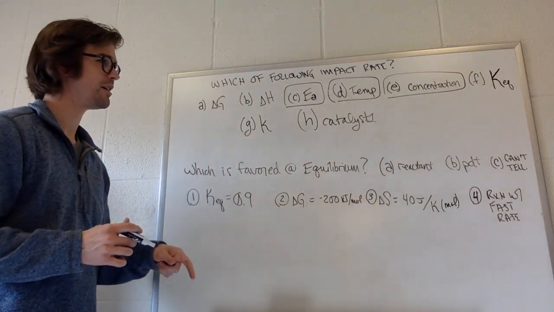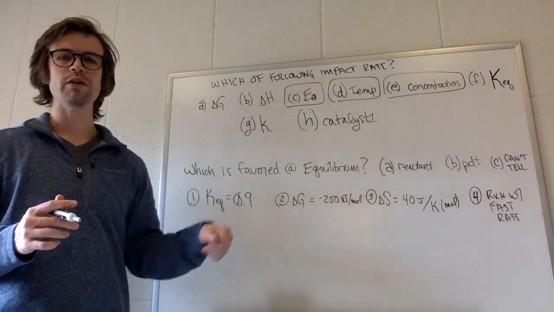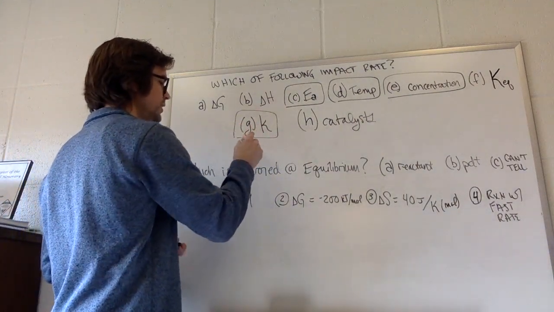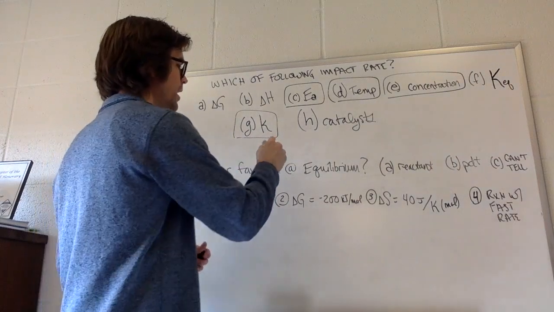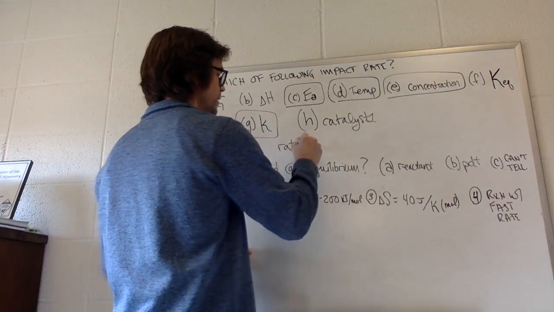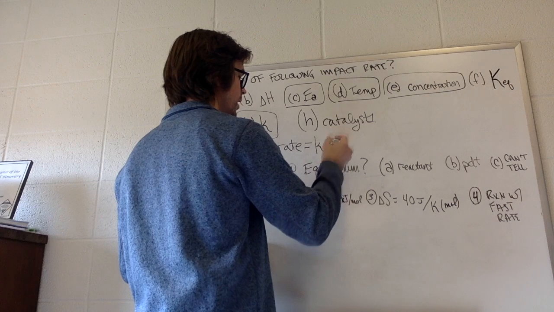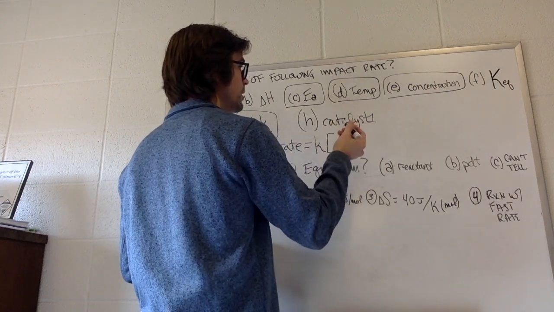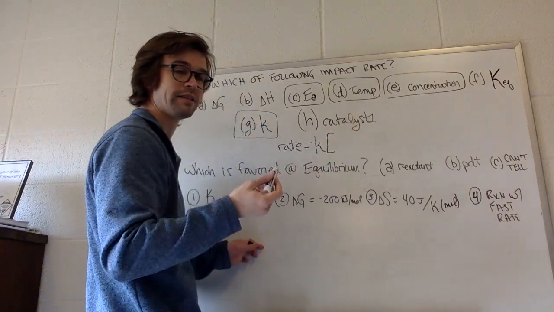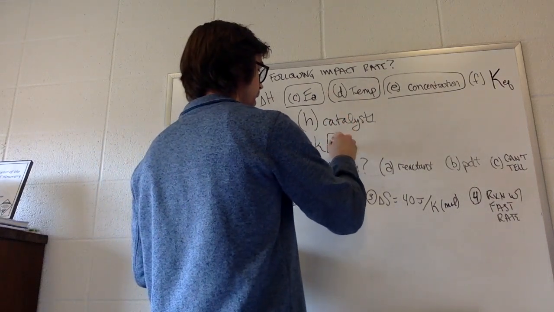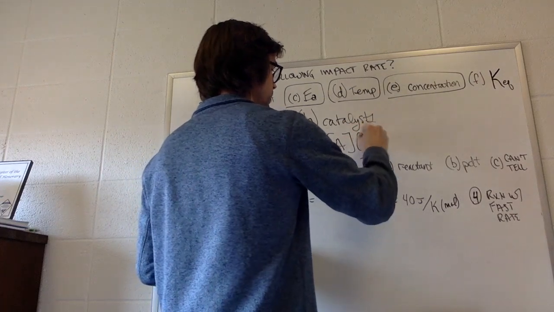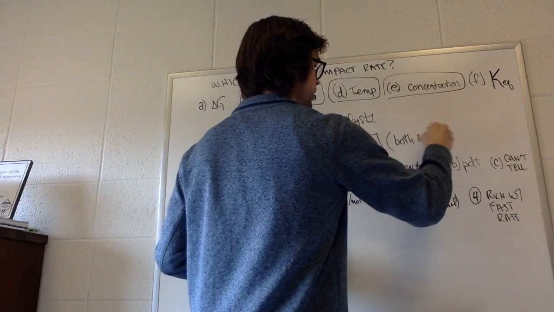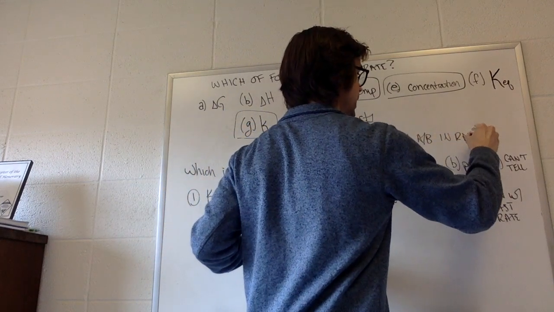What's this k? This one's small. That one over there, K, is big. This is the rate constant. So small k is the rate constant. And remember, rate equals the small k rate constant times the concentration of the reactants in that rate determining step. So we'll just say A and B, and then we'll put both A and B in the rate determining step.